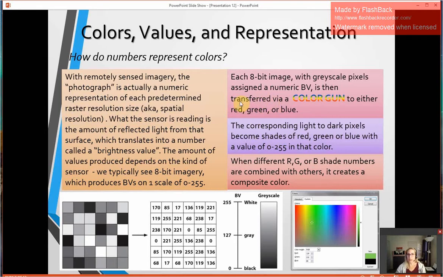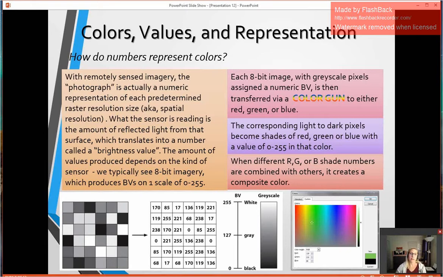And these 8-bit images, which are grayscale, get shot through a color gun to either red, green, or blue. And the corresponding light to dark pixels become different concentrations of lighter to darker shades of red, green, or blue. And then when you combine these different grid cells of projected red, green, or blue shades and layer them, you get composite colors.